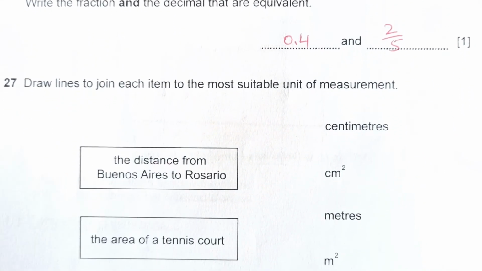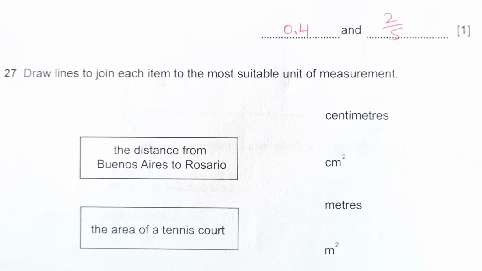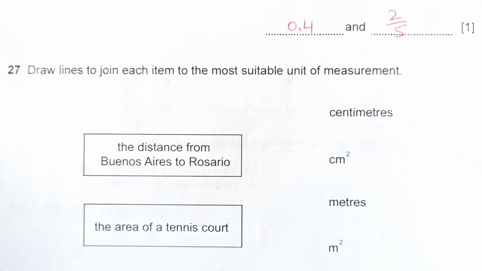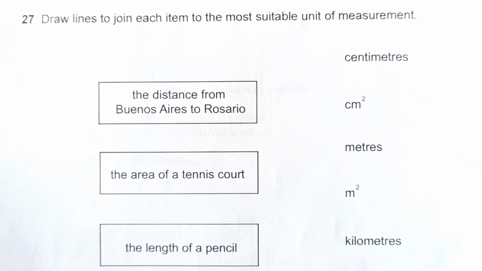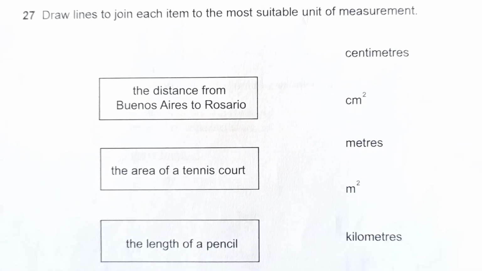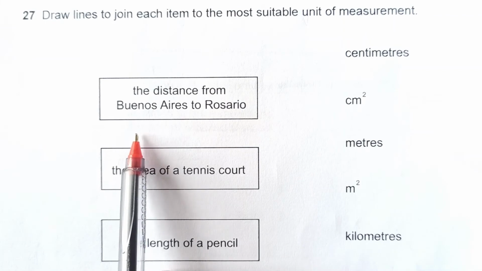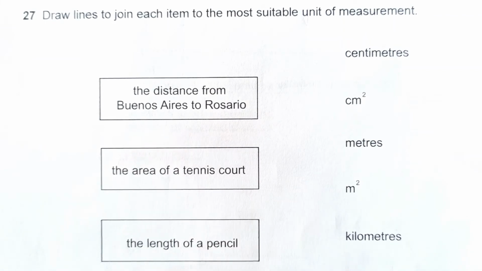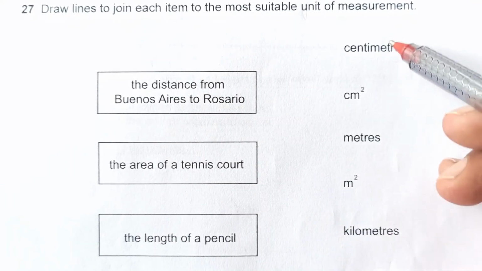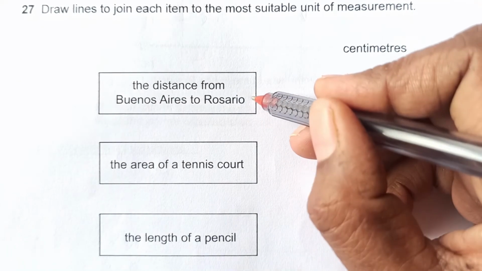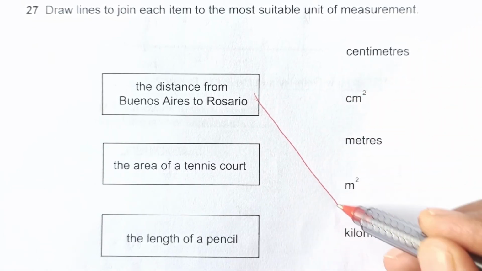Now, number 27. Draw a line to join each item to the most suitable unit of measurement. The first one is the distance from Buenos Aires to Rosario. This distance is too far, so we will use the biggest unit here, the kilometer. So it will go with the kilometer.